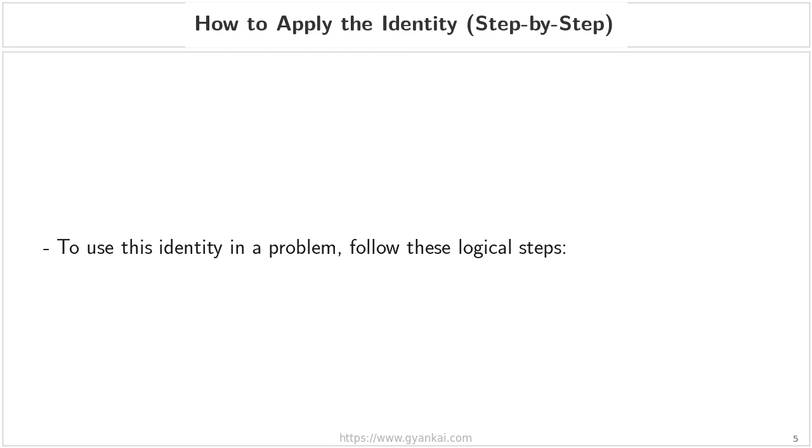How to apply the identity step by step. Okay, so now that we've seen why this special integral form works, we derived it using integration by parts on the previous slides, let's talk about how to actually use it to solve problems. This slide outlines a step-by-step approach, and it's really important to follow these steps systematically.